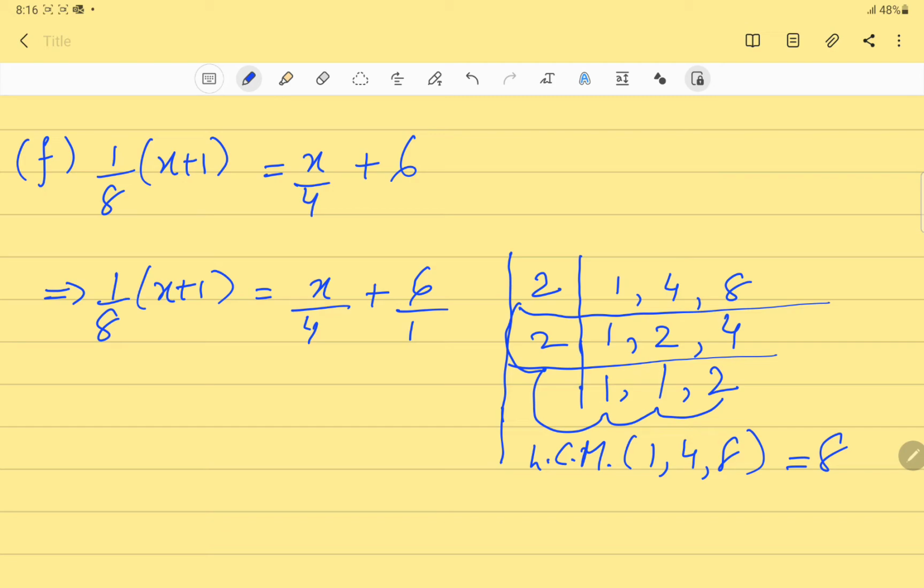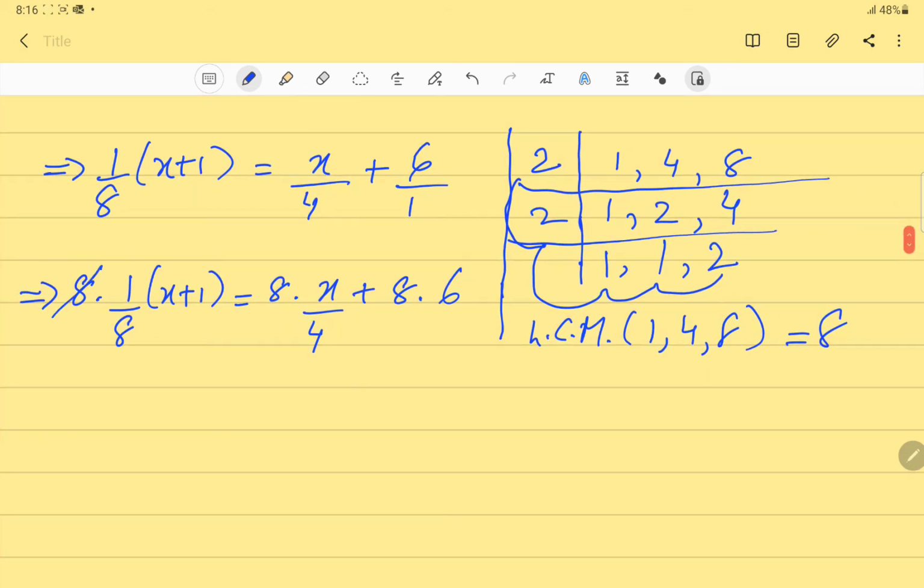So we will multiply all these terms by 8. 8 multiplied by 1 over 8, x plus 1. 8 multiplied by x over 4 plus 8 multiplied by 6. We will leave this one because it is not making any difference. 8 cancels with 8. 4 2s are 8. So we are left with x plus 1 equals 2 multiplied by x, 2x, plus 8 into 6 is 48.